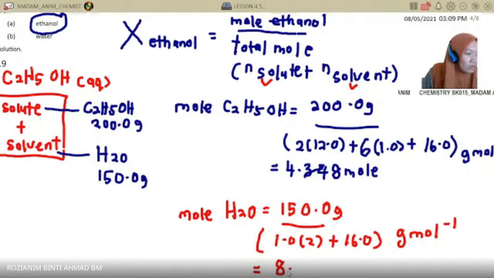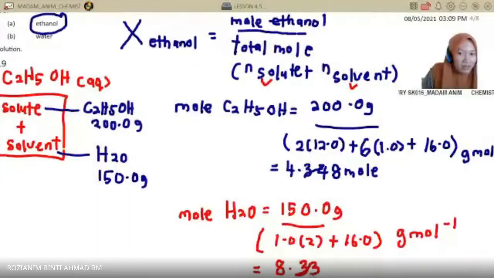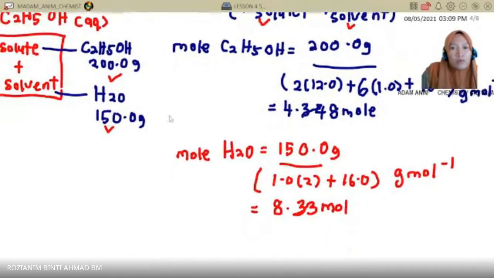8.3, right? Yes, 3, madam. Okay, good. Okay, saya takut saya salah tekan je. Okay, so kita dah dapatlah mole yang ada dalam substance kita. Mole ethanol, mole water. So, barulah kita boleh masuk dalam substitution mole fraction.